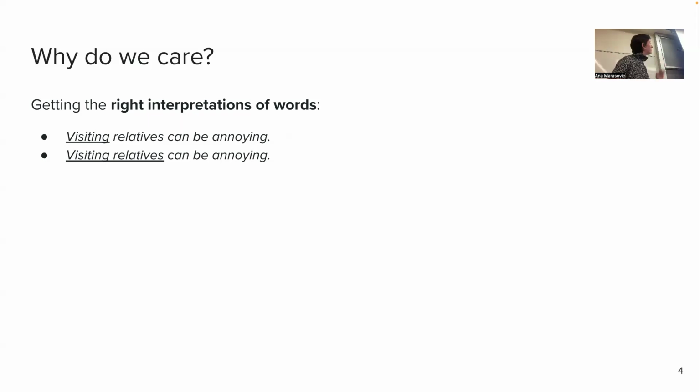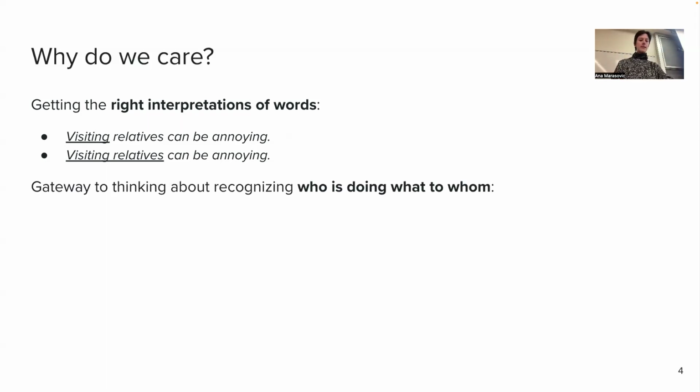Okay. So depending on how we understand the relationship between words, we can have different interpretations of these words. And of course, it can help models that need to computationally process these sentences. It's also a gateway to recognizing who is doing what to whom, which is important for a task such as semantic role labeling, where, given a text, you say this is a person who is doing the action, this is the action, and this is the object of that action.